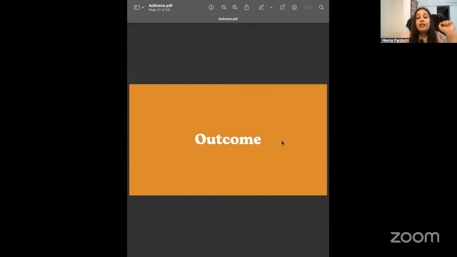Then we have element number seven, that is change. Change is the heart of the scene. A scene without change is not a scene at all. It's just a descriptive passage.